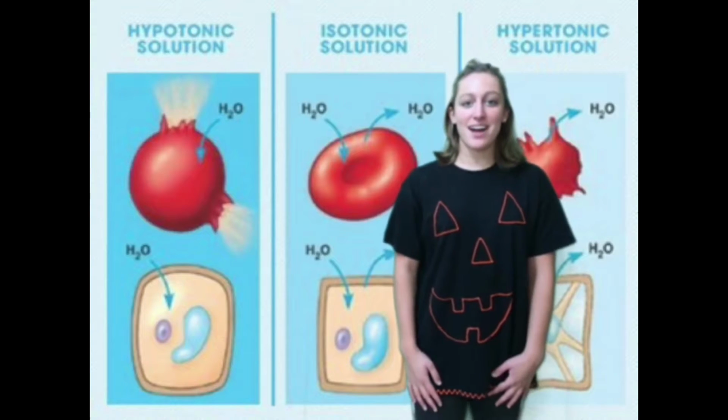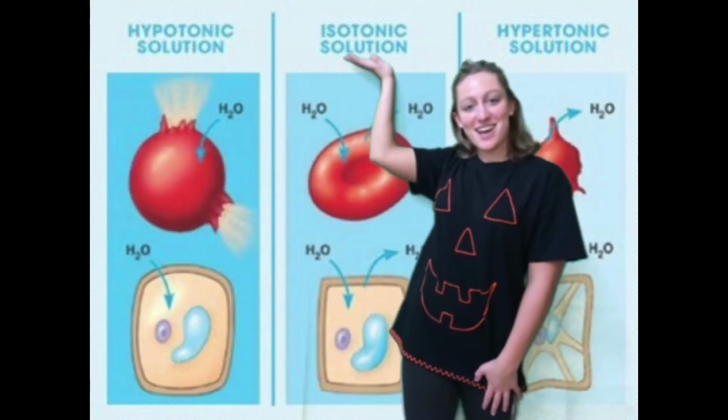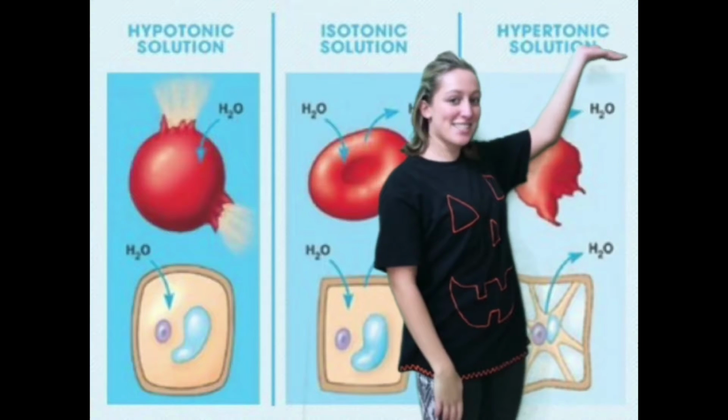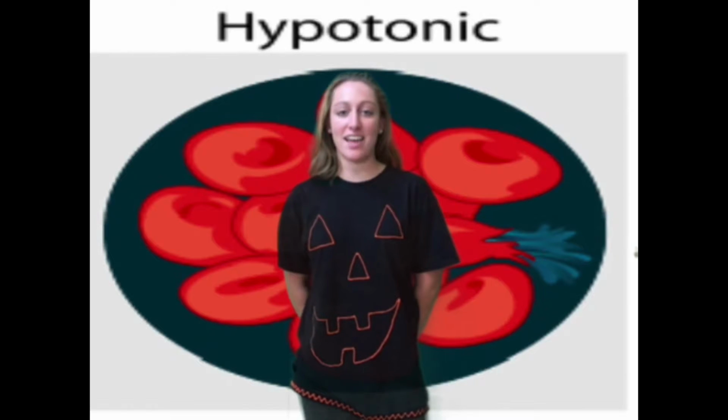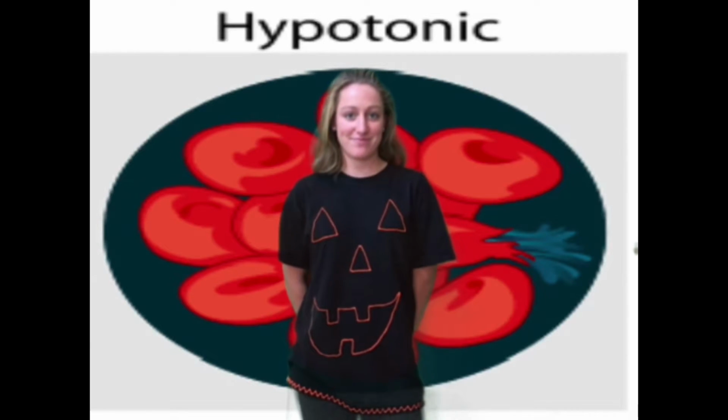Now we're going to talk about hypotonic solutions, isotonic solutions, and hypertonic solutions. In a hypotonic solution, there is a lower solute concentration in the cell. That means that there is more water outside of the cell and it's going to move inside the cell. Think of low, hypo.